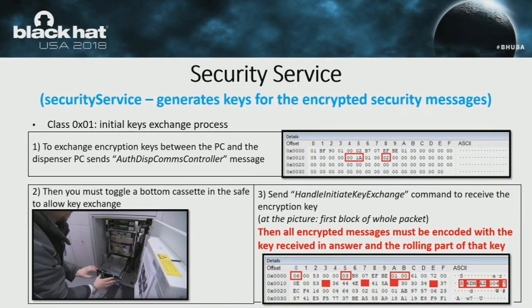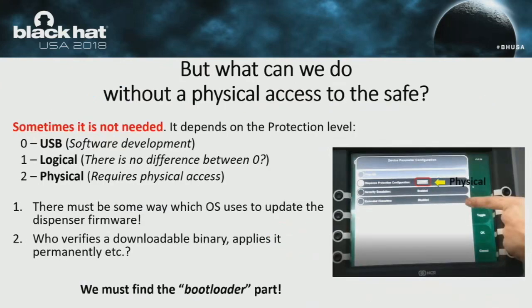Another part of the command is the hardware ID, which must be equal to the real one. That makes brute forcing of this command impossible. Unfortunately, we don't have physical access to the safe where the dispenser controller is located, so we cannot perform the initial key exchange. It's only possible if the protection level parameter was set to USB or logical. To downgrade the protection level from physical, you also need to have physical access to the safe. So what should we do?